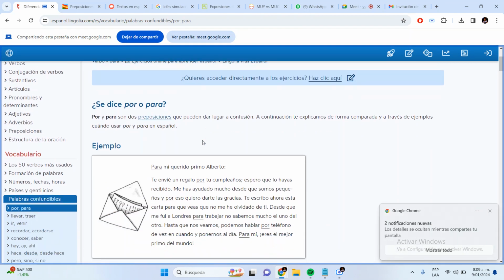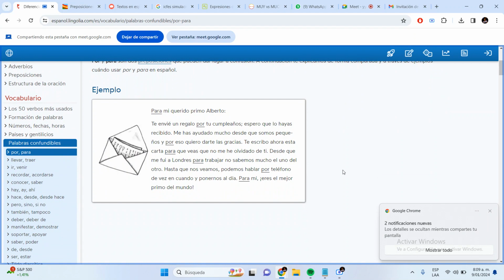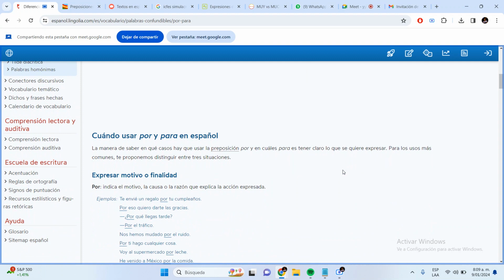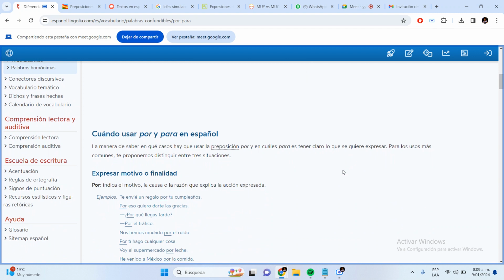So, last class we were here, right? And we were discussing the difference between por and para. And I told you that the main difference is that we're going to use para when we talk about the purpose, and we use por when we're talking about the reason, right? But we also have some other specific cases where we use them.